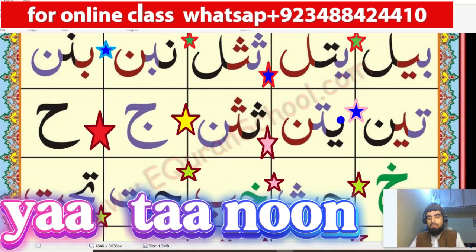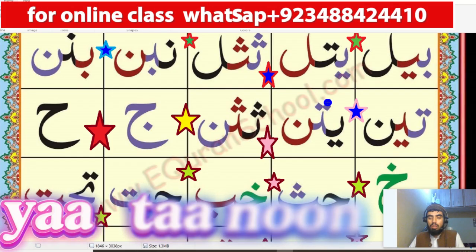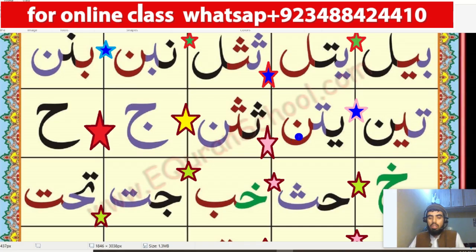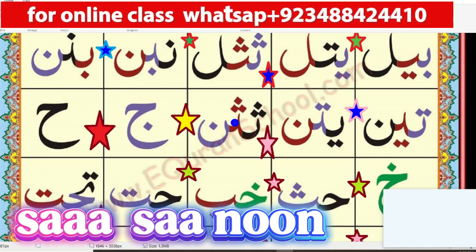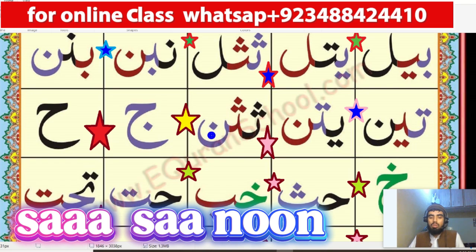After then ya ta noon, because the ya letter is the first letter and the ya letter has two dots under the letter, the ta letter has two dots on the top, and the noon letter has one dot in the middle. Ya ta noon. After then sa noon, the first two letters is sa letter and the sa letter has three dots on the top. After then noon letter and the noon letter has one dot in the middle.